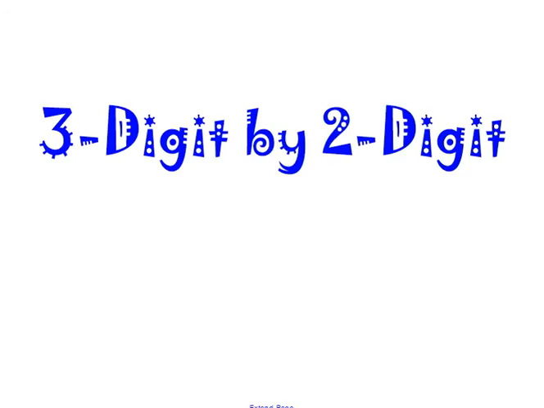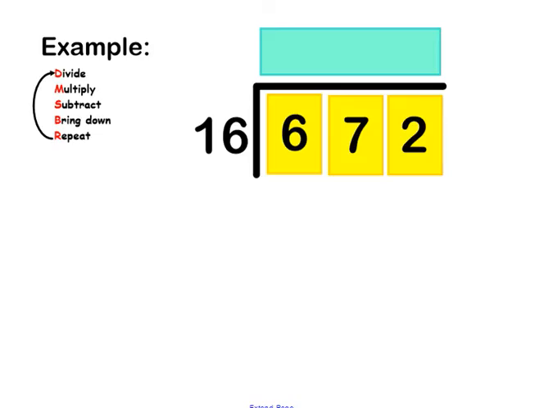All right, now 3-digit by 2-digit, same process, but maybe just a little bit more complicated. Now we have a 2-digit number on the outside. So how many times does 16 go into 6? 0. 0 times 16 is 0. 6 minus 0 is 6. Bring down the 7. How many times does 16 go into 67?